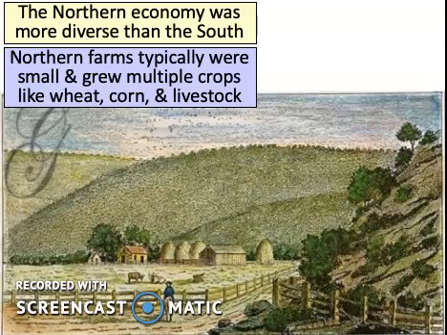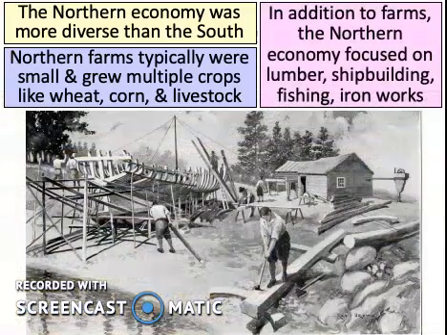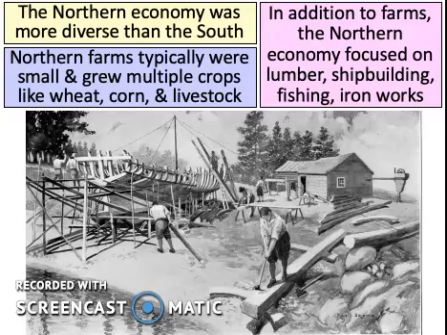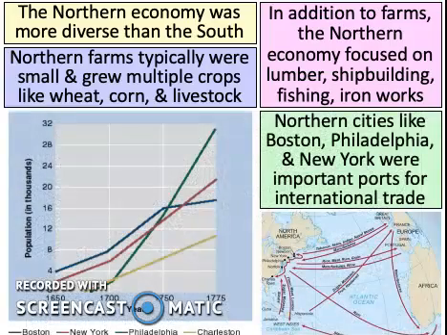Now, the northern economy, by contrast, is much more diverse than the south. The farms are much smaller. They grow multiple crops. The northern economies also focus on other tasks such as lumber, shipbuilding, fishing. And so there's not as much need for large-scale agriculture that would require large amounts of slaves.